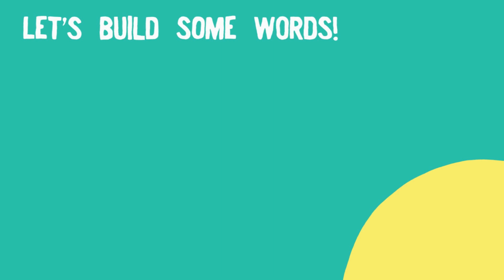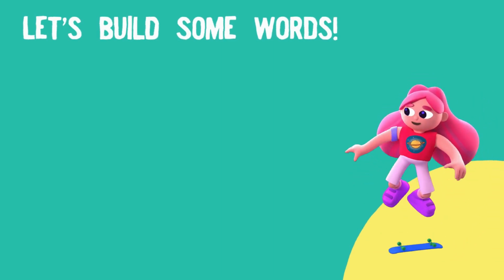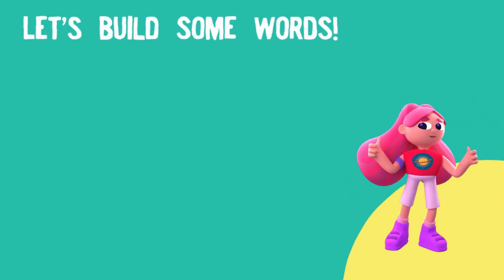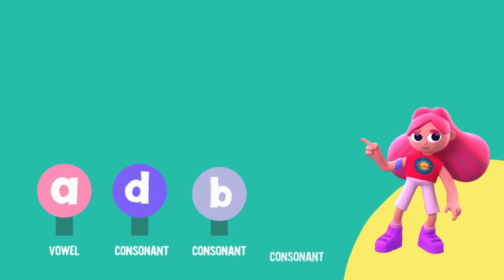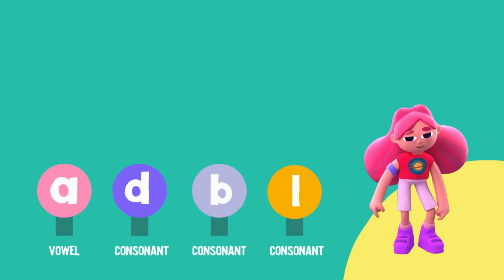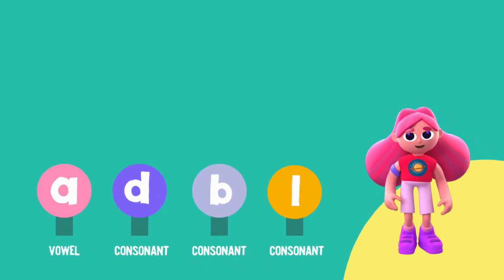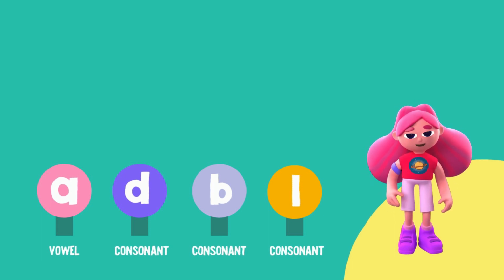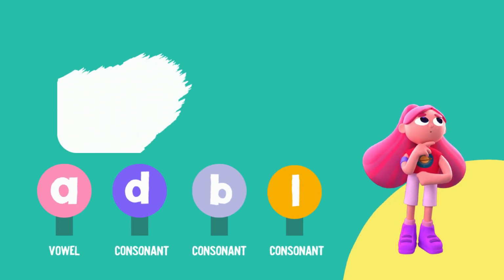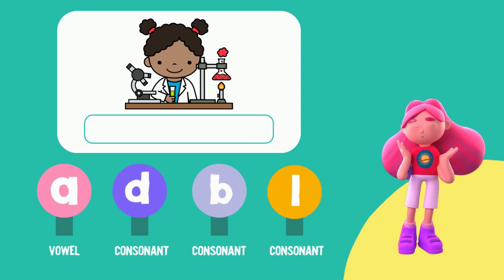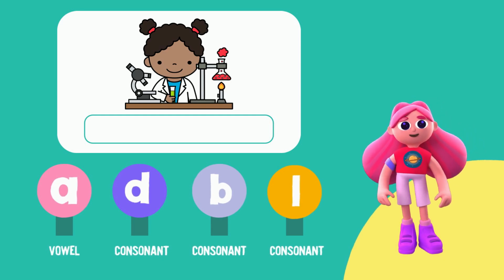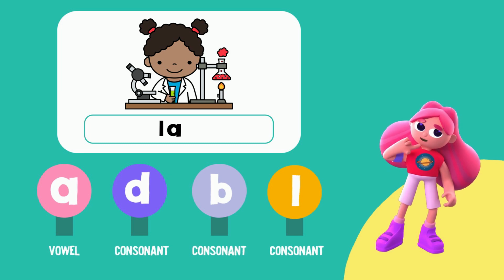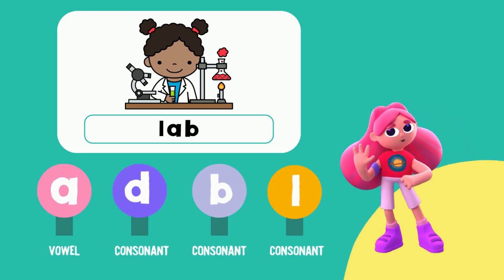Now that we've gone over all the letter sounds we'll be using to build words today, we're ready to start building. Here are the four letter options: A, D, B, and L. How do you spell the word lab? Lab. Lab is spelled L-A-B. Nice work.